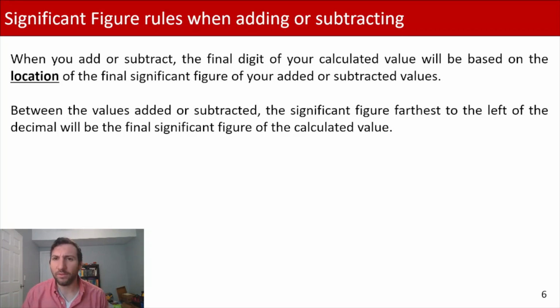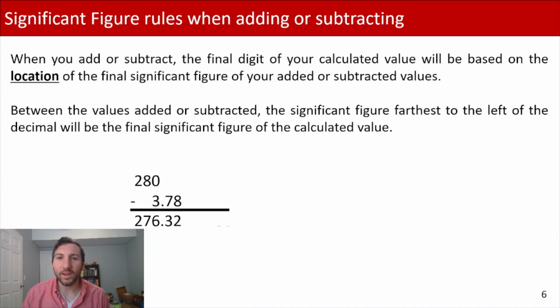And again, we've got a couple of examples to practice this. So for example, if I have 280 minus 3.78, if we didn't take into consideration significant figures, we would have 276.32. Now, again, we have to adjust based on significant figures. So we need to identify where the final significant figure value is. So in this case, we're going to have 280. So we have the 8. And then in 3.78, the last significant figure is actually the 8 rather than the 7.